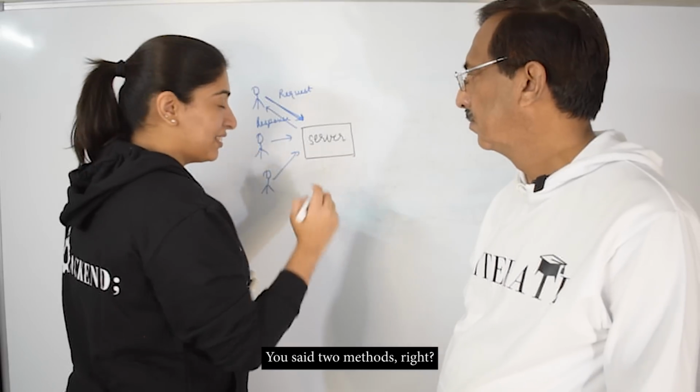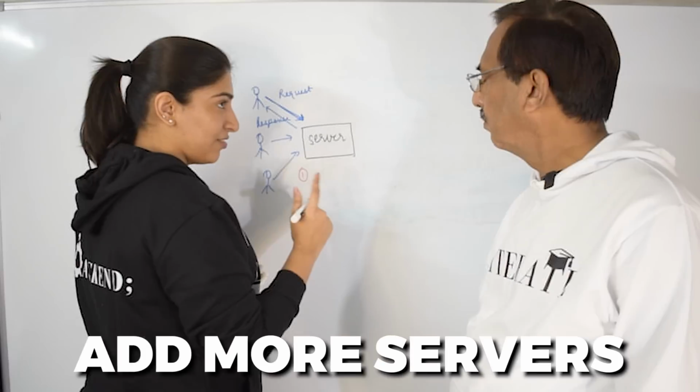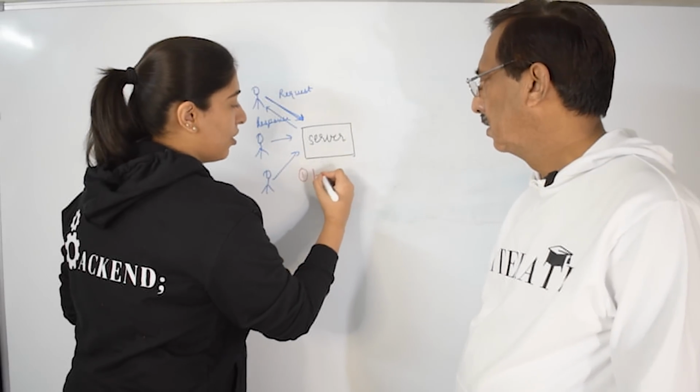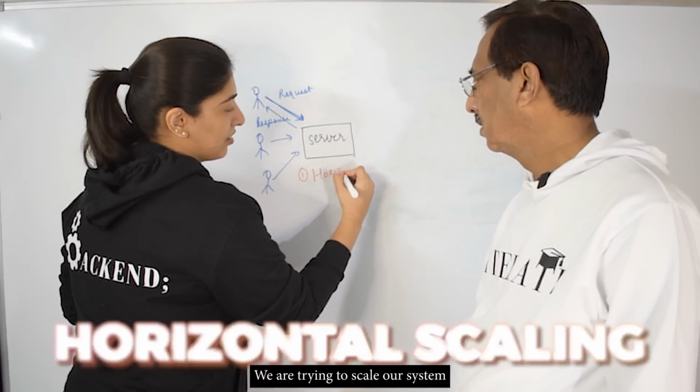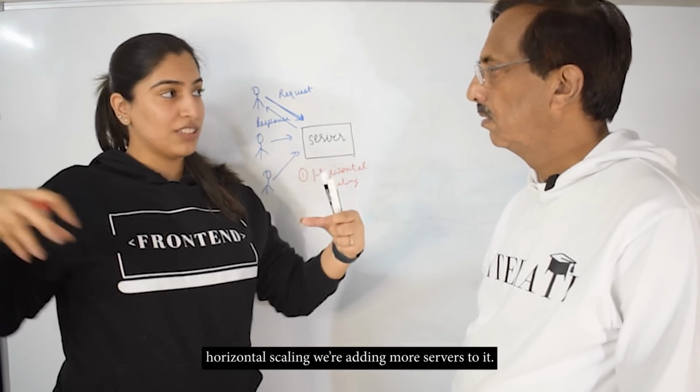You said two methods, right? What was the first one that you said? Add more servers. So when we add more servers, it's called horizontal scaling. We are trying to scale our system. In horizontal scaling, we are adding more servers to it.